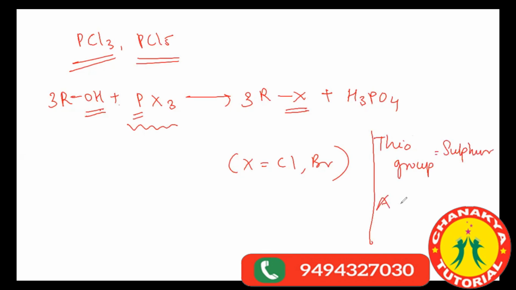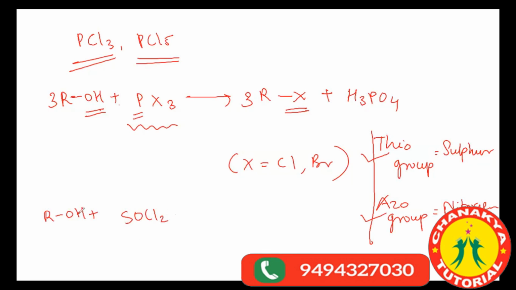And azo group means nitrogen must be in that. Write down somewhere at the corner in your notebook. Azo compound means nitrogen compound and thio compound means sulfur compound. Now, here we are going to react our alcohol with thionyl chloride. Now, thionyl chloride means what? SOCl2. That you need to keep in your mind. This is the thionyl chloride.